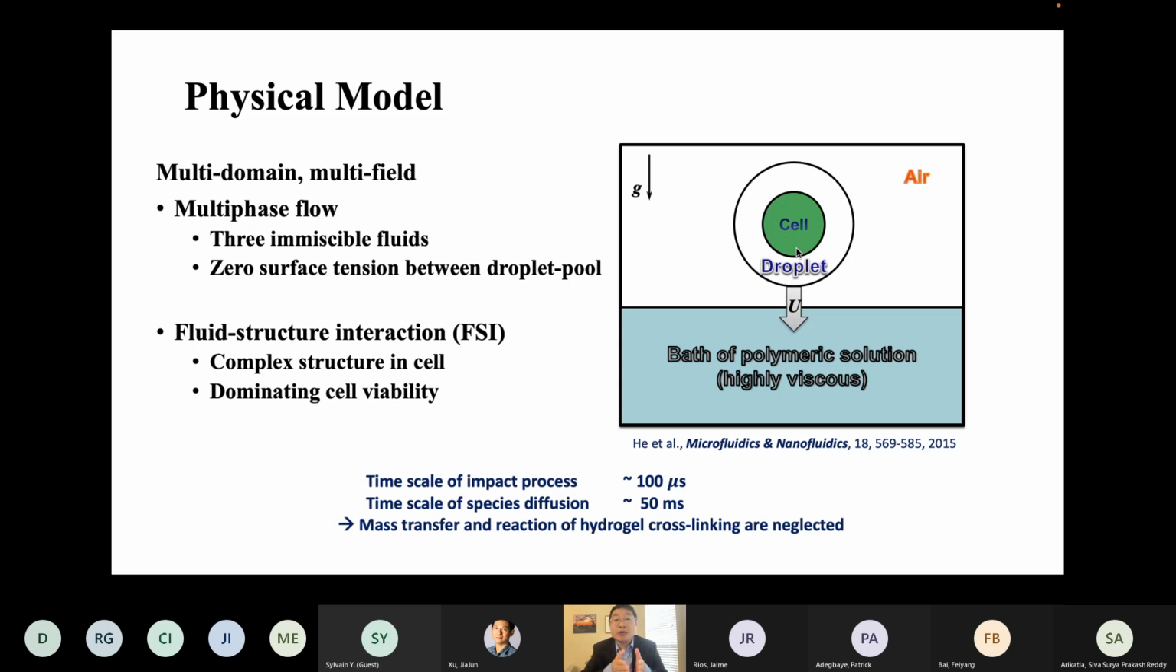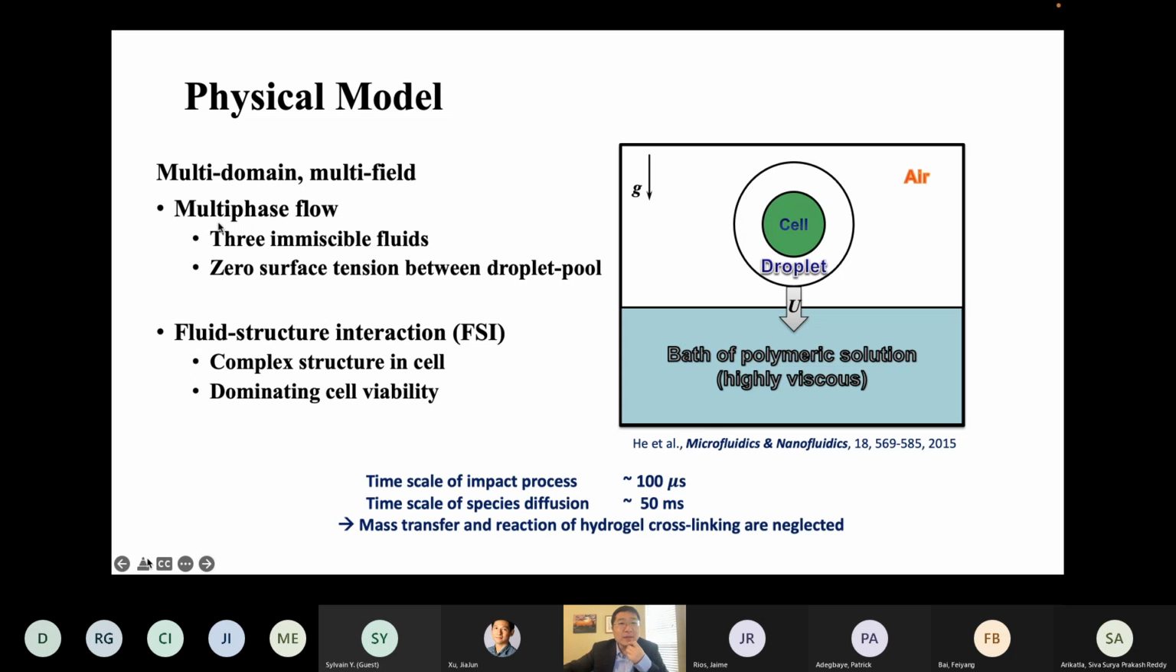In order to reduce the computational hours, because computation is quite intensive, it could take several weeks to get the results. So when we reduce the dimension to 2D axisymmetry, with the cell in the center, we reduce our calculation time to about 24 hours. And okay, the droplet is here, impacting the system, and we have this polymeric solution, which is the highly viscous uncross-linked hydrogel.